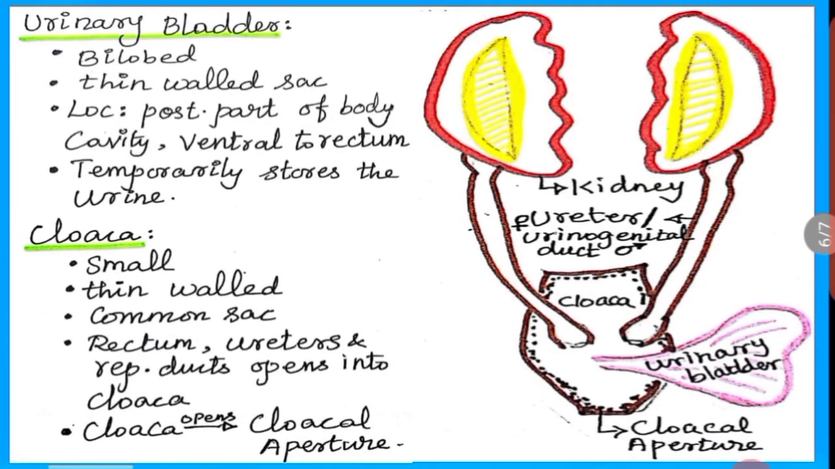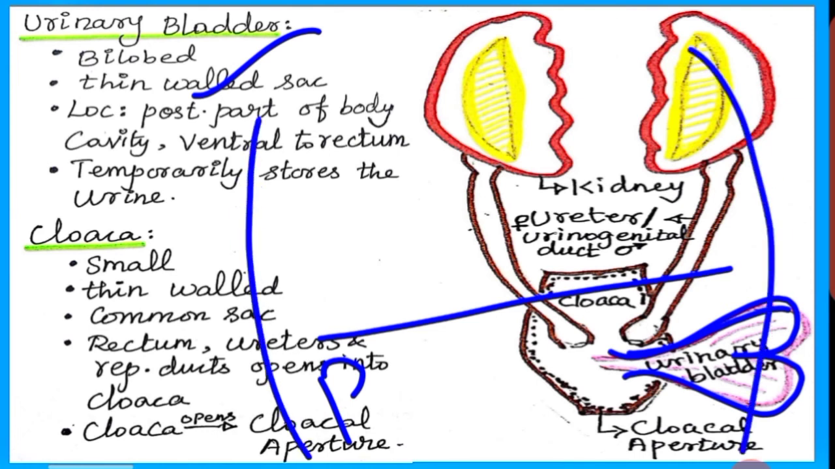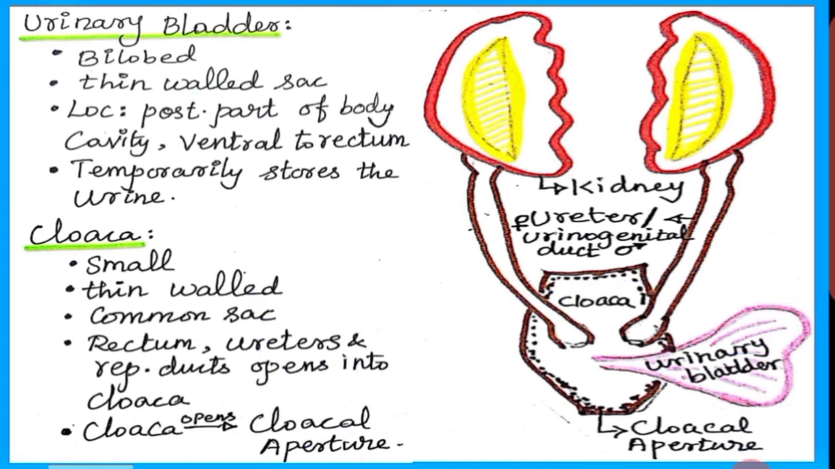Urinary bladder: bilobed in structure, thin-walled. Location: posterior. Imagine this is the posterior part of the body cavity. What is the purpose of the urinary bladder? It stores urine. Cloaca: the cloaca is a small, thin-walled, common sac.